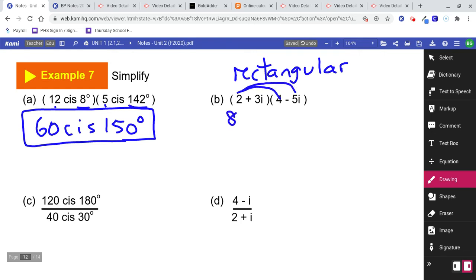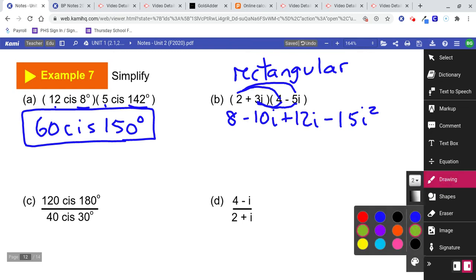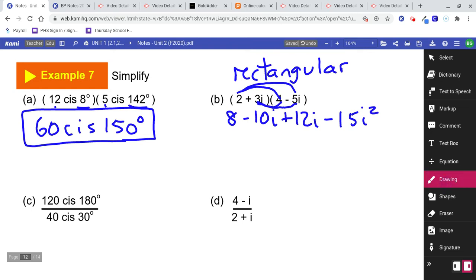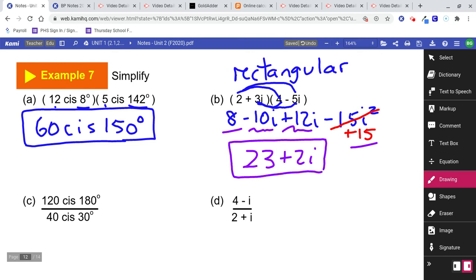2 times 4 is 8. 2 times negative 5i is negative 10i. 3i times 4 is plus 12i. 3i times negative 5i is minus 15i squared. We'd do what we always do here, and we'd say i squared is negative 1. So minus 15i squared would be plus 15, and we would combine our like terms. 8 and 15 makes 23. Negative 10i and 12i makes plus 2i. So we can still multiply. It's just easier to multiply in polar form than it was in rectangular form.